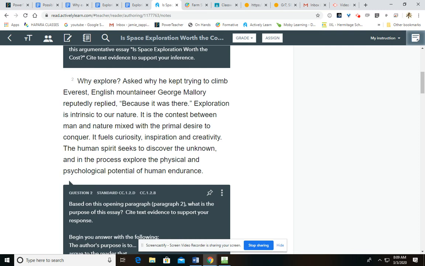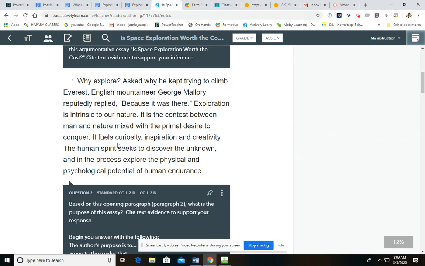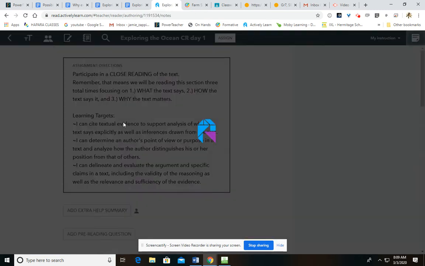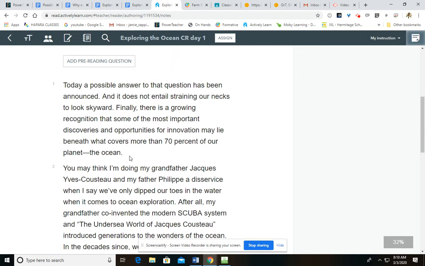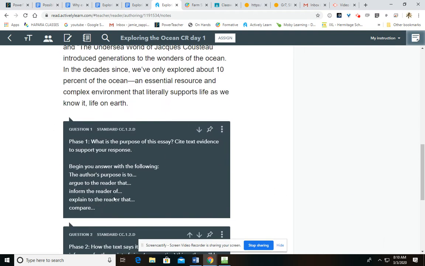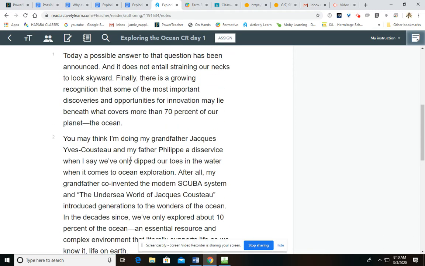It says the human spirit seeks to discover the unknown and explore the natural world and see how far humans can endure things. So we're saying that we seek to explore. It means that the chances of this piece having the purpose to argue that we should, in fact, explore are highly likely. So think about what we're reading today and decide, what do you think the author's purpose is in this text called Exploring the Ocean? What is their purpose for writing it? And what is the evidence within here that helps you come to the conclusion that it could possibly be their purpose in writing it?